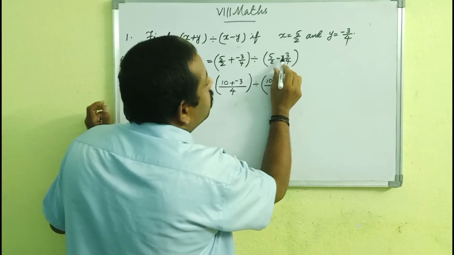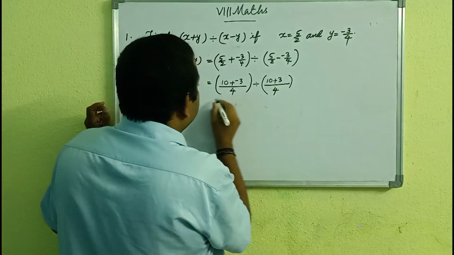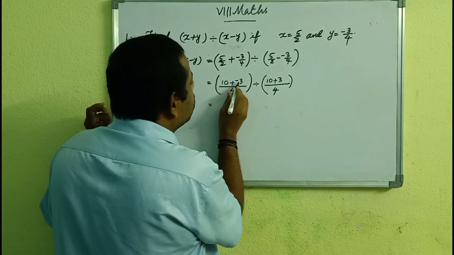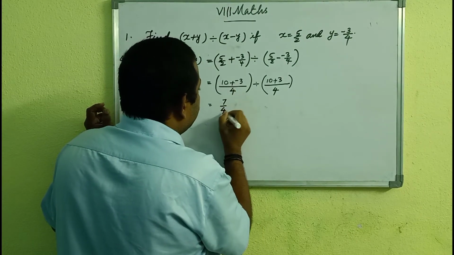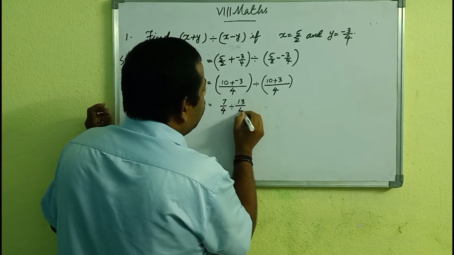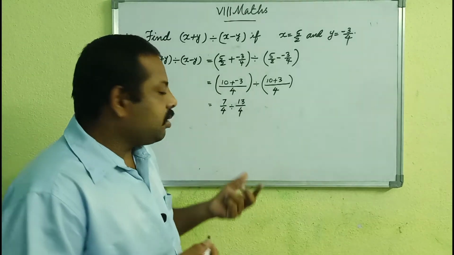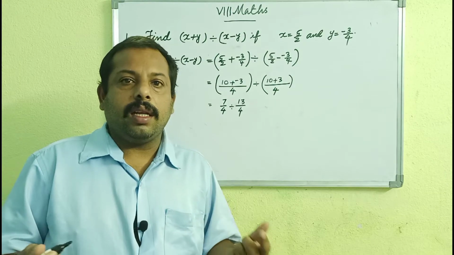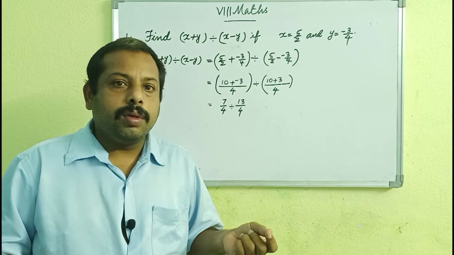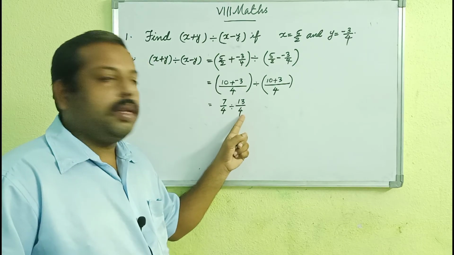So minus times minus is plus 3. It is equal to 10 minus 3 is 7 by 4 divided by 10 plus 3 is nothing but 13 by 4. In case of rational numbers or fractions, we do not have division directly. Instead of division, what will you do? We will multiply by the reciprocal of 13 by 4 here.